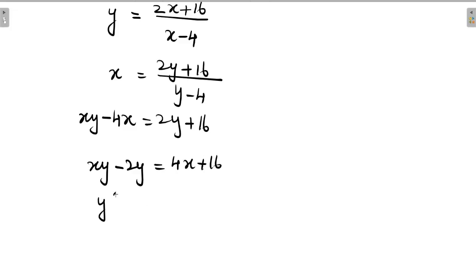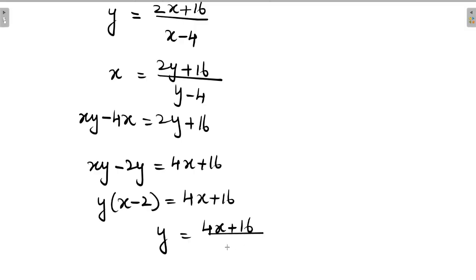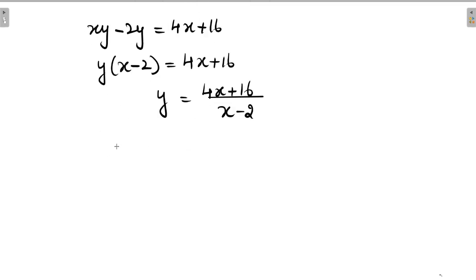Take y as the common factor. Y into (x minus 2) is equal to 4x plus 16. So y equal to (4x plus 16) divided by (x minus 2). This is the f inverse of x. This final term is f inverse of x.